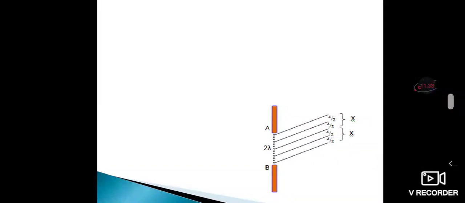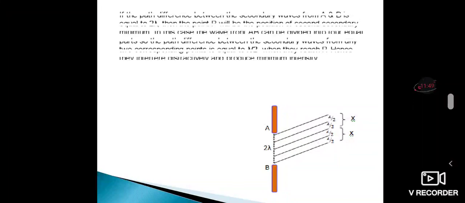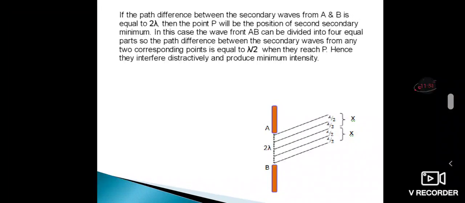Now in this case, the whole wavefront AB will be divided into 4 equal parts. So the path difference between the secondary waves from any 2 corresponding points is equal to lambda by 2. It is entirely 2 lambda, meaning if you divide it into 4 equal parts, all these 4 values are lambda by 2 itself.